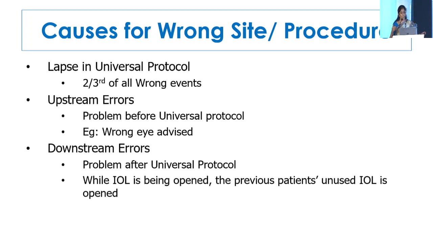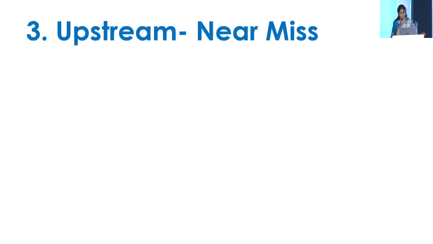This is one side. The second thing is downstream errors, where you can have a problem after the universal protocol has been administered. Like in case the IOL is being changed for some reason, the patient has a rent and a new IOL is brought. At that point, you haven't rechecked. That can be a reason why you have a downstream error. But most of the time, this could be preventable if we follow the universal protocol.